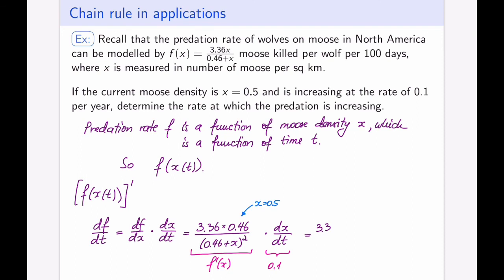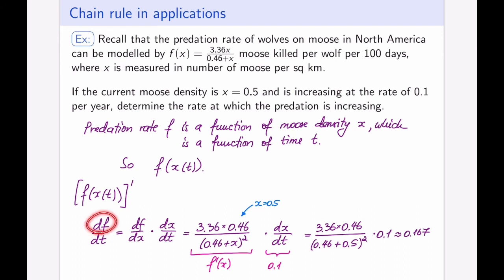Plugging in x equals 0.5, we get our final answer. Let me rewrite it using all of the algebra that I have here, just so we have on record where everything went, and then calculate this as the final answer, which turns out to be approximately 0.167.